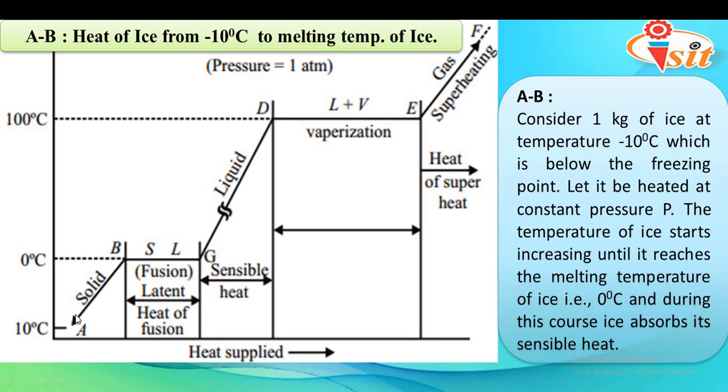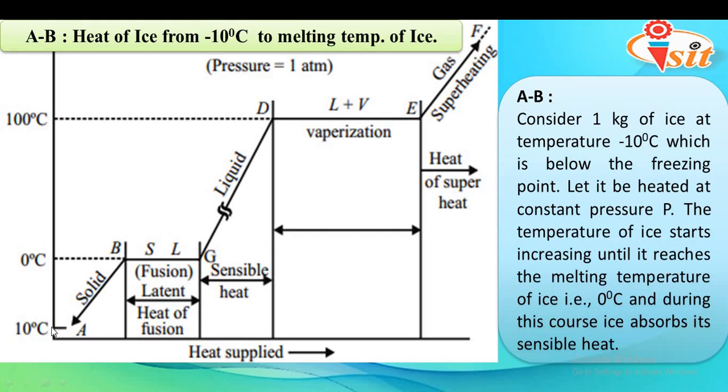So this graph is divided into several parts. Nomenclature is given to each and every line, so we will discuss what these lines actually represent in this diagram. We will start with point A, and first we will talk about this line AB.